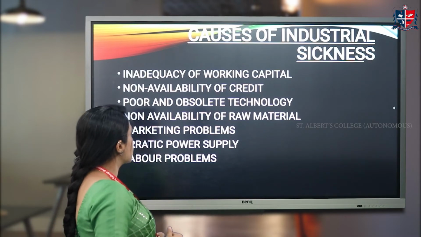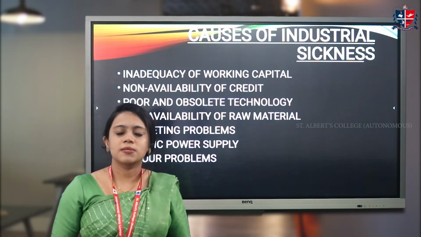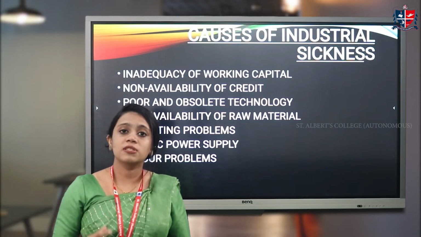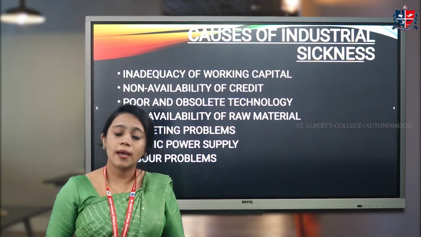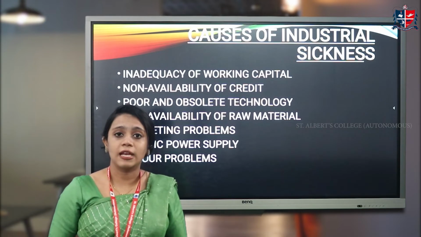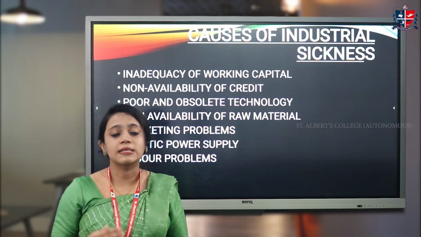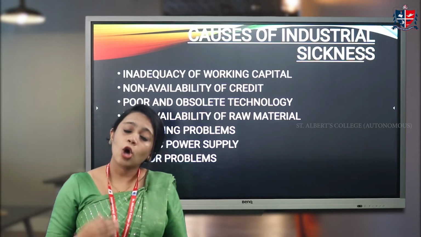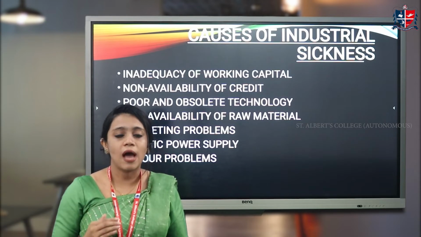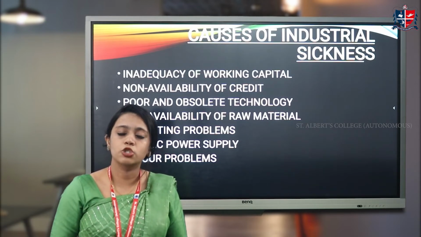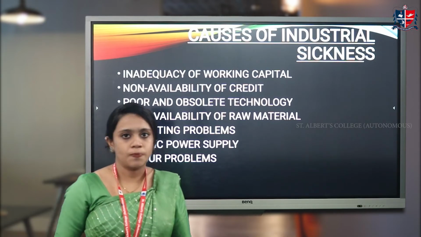The next one is non-availability of raw materials. Some units may require raw materials which are scarcely available. Sometimes the raw materials required by the unit may not be available in abundance. Hence, this affects the production and the sales of the goods. If the raw materials are not abundantly available, then the industrial units have to spend a large amount of money to buy them. This may lead to certain financial loss.